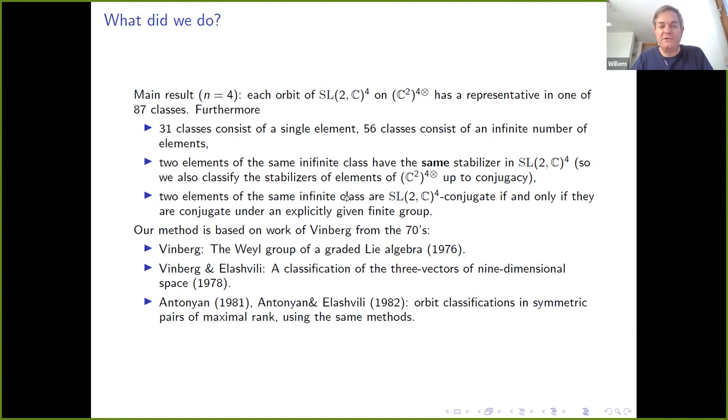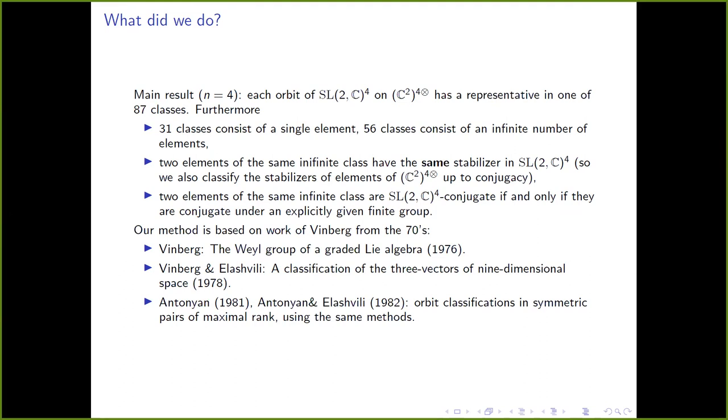So our method is based on work of Vinberg from the 70s, basically. The main paper there may be Vinberg's paper, which is called The Weyl Group of a Graded Lie Algebra, from 1976. And then an important paper was by Vinberg and Elashvili, who gave a classification of the three-vectors of a nine-dimensional space. And then there are two papers by Antonyan and Elashvili, who do orbit classifications in symmetric pairs of maximal rank using the same methods as in the Vinberg-Elashvili paper.